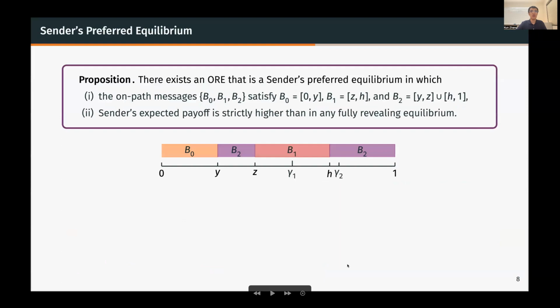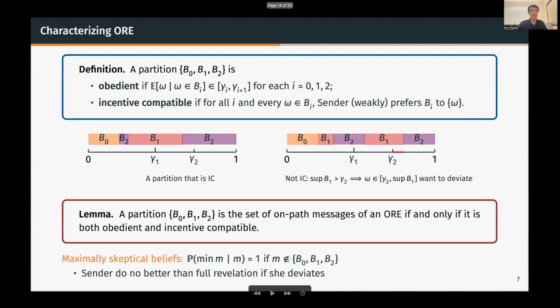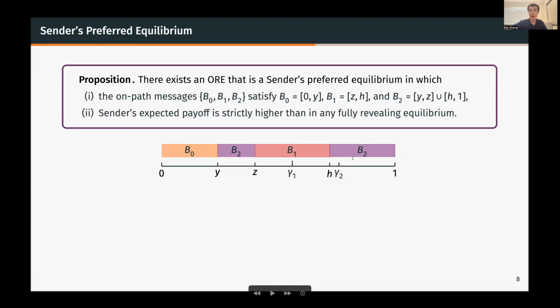In this proposition, I show that there exists an obedient recommendation equilibrium that is a sender's preferred equilibrium in which the on-path messages have a nested interval structure as shown here. So both B0 and B1 are intervals, and B2 is the union of at most 2 intervals, and it basically sandwiches this B1. So note that both B0 and B1 can be empty. B2 cannot be empty because otherwise IC will be violated. However, it may be just 1 interval instead of 2. Furthermore, sender's expected payoff in this equilibrium is strictly higher than in any fully revealing equilibrium.